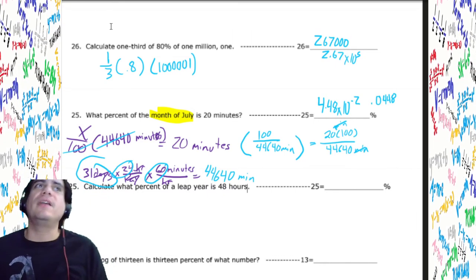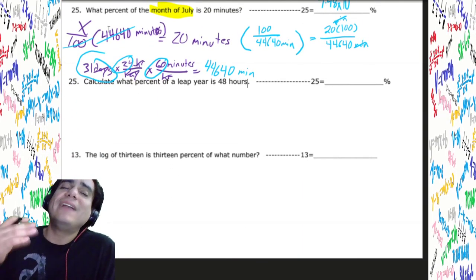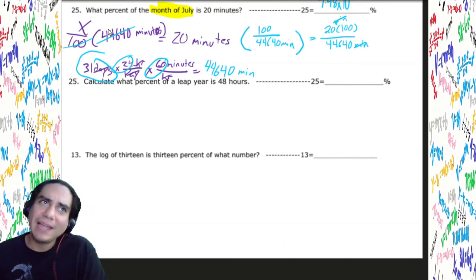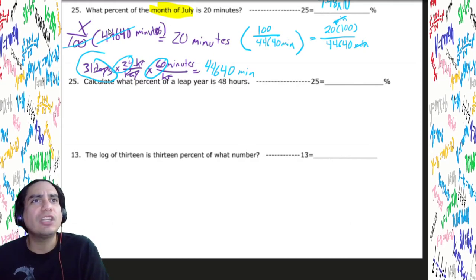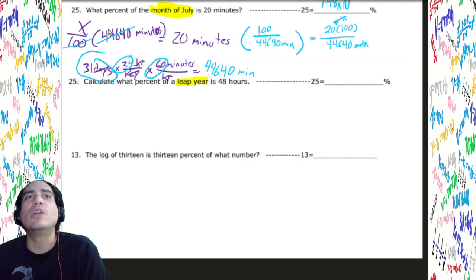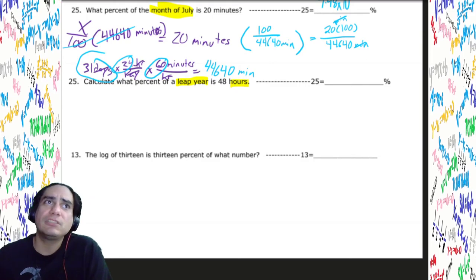So that's the hard part about this, being able to manipulate this stuff and turn it into the correct units of measurement. Like this one right here. We're going to calculate the percent of a leap year, but we're going to convert it into hours. Now, again, I was talking about leap years.